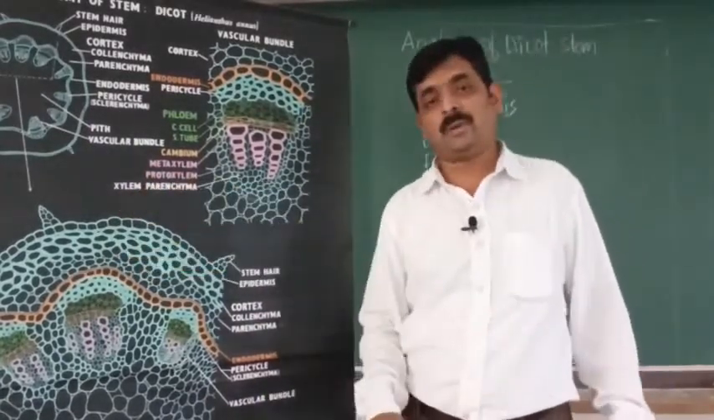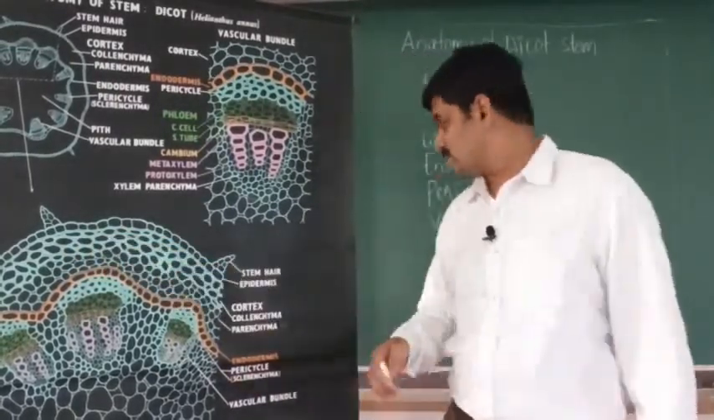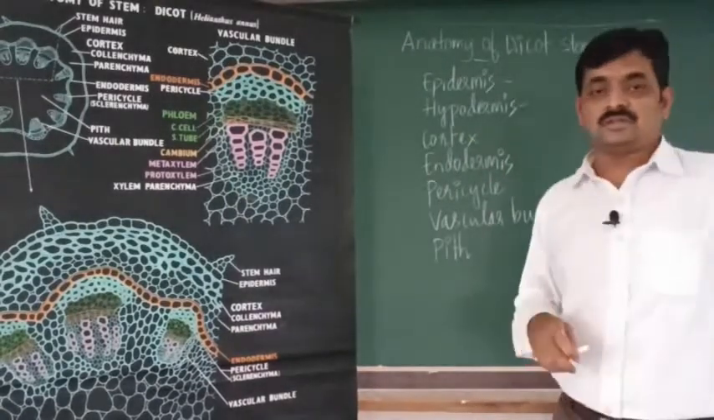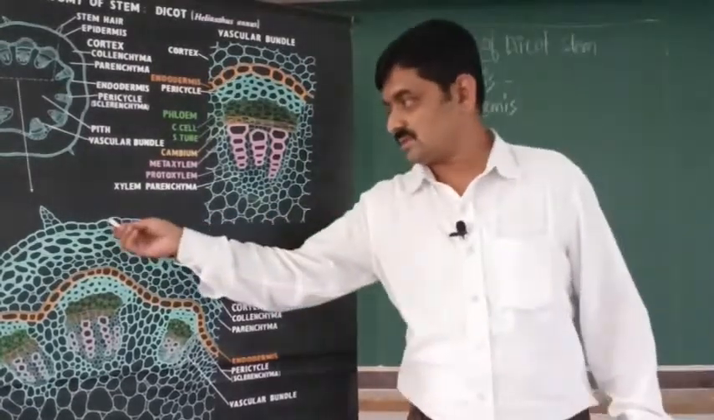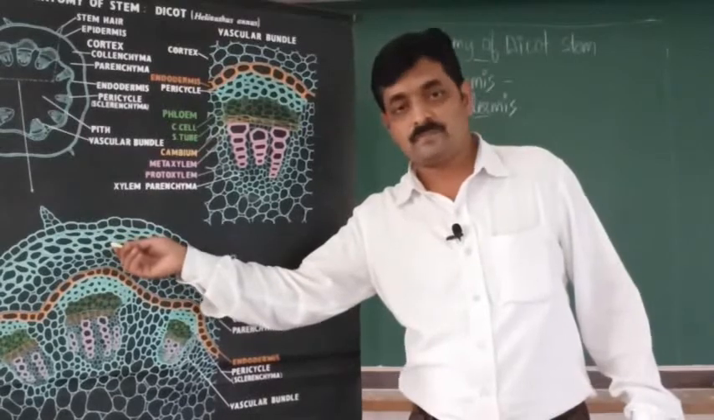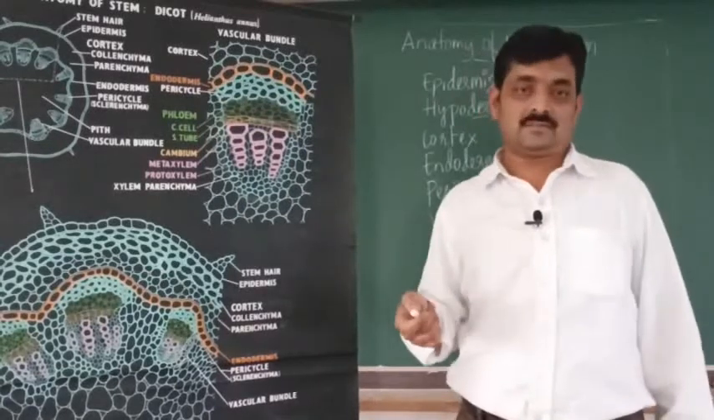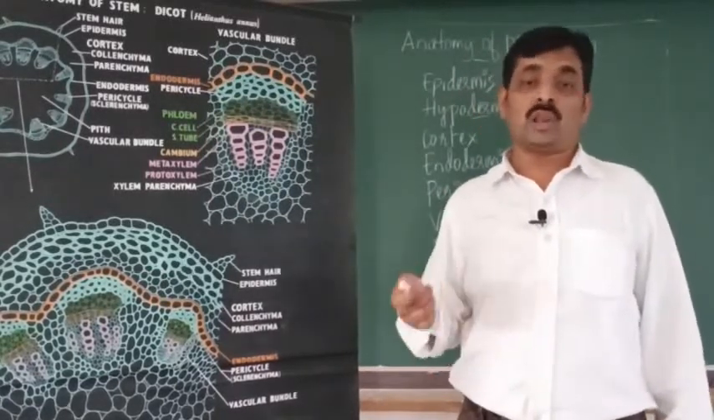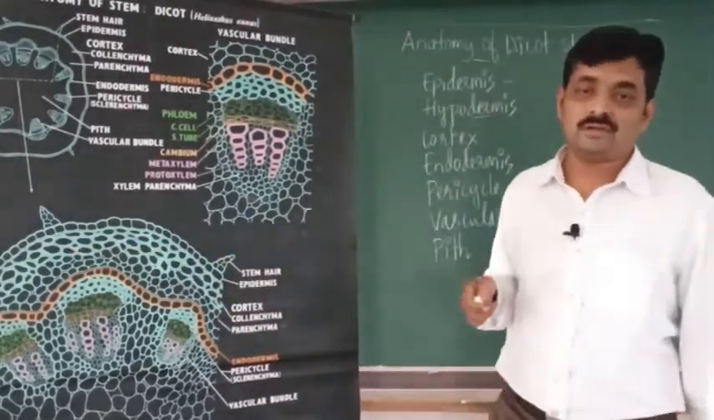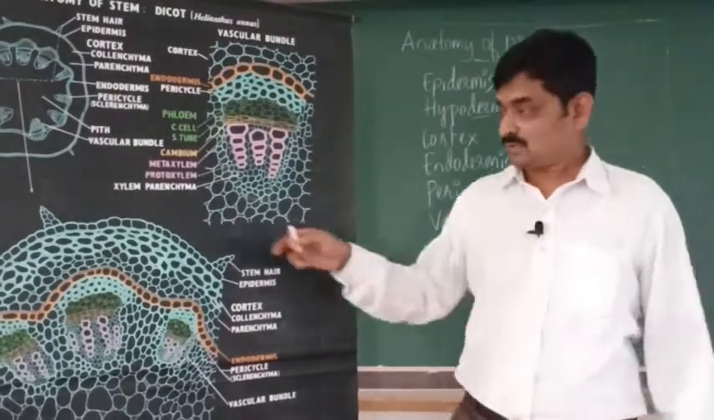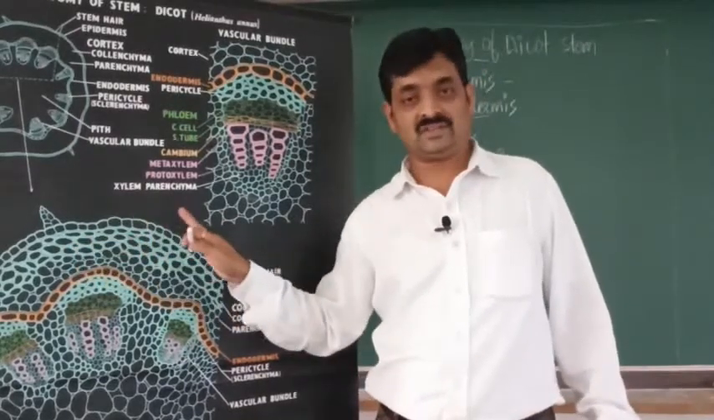Then below the epidermis, this part is called hypodermis. So hypodermis is located below the epidermis. This is the epidermis, then you find this hypodermis. Now hypodermis is composed of which cells or which tissue? Here it is composed of collenchyma, right? So hypodermis of dicot stem consists of collenchyma tissue or collenchyma cells. These are all collenchyma cells that exhibit corner thickenings.